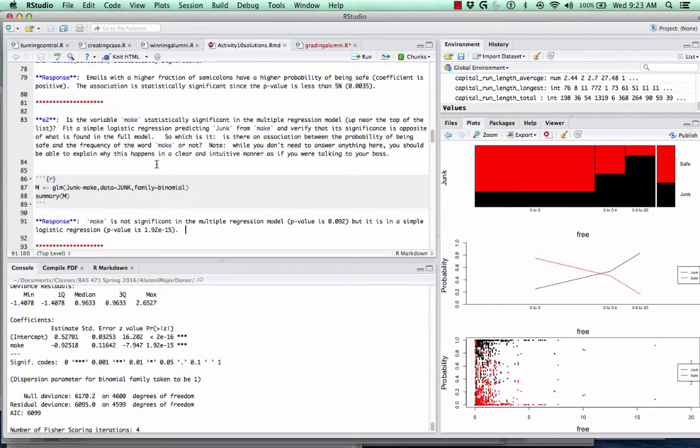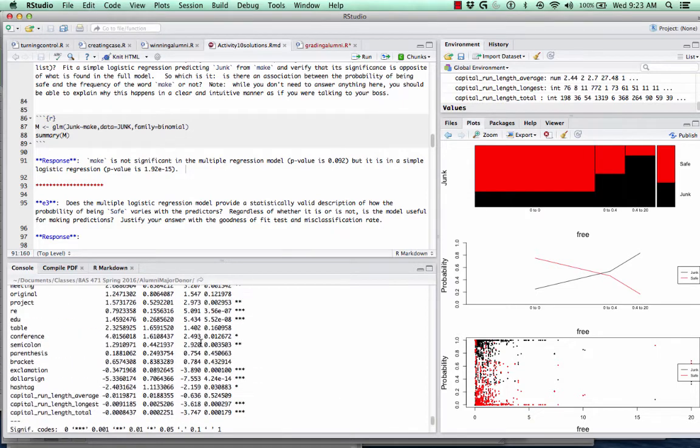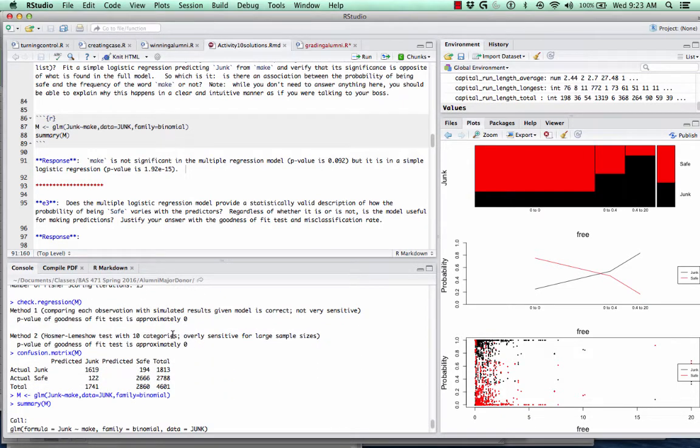So in this case, this is the same sort of contradiction that we ran into with multiple linear regression, where sometimes the variable is significant and sometimes it's not. How do we explain this away? Well, the fact that it is statistically significant in one of these models does imply that the frequency of the word make contains some useful information about the probability of being safe. Now, the fact that it's significant in the simple logistic regression, but not in the multiple logistic regression, must imply that whatever information the word make has about being safe or junk is redundant with the information provided by the other predictors.